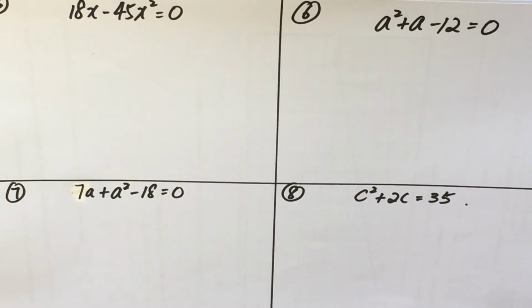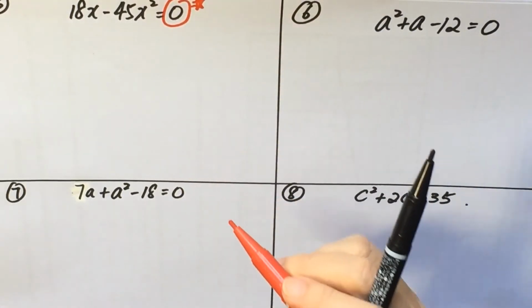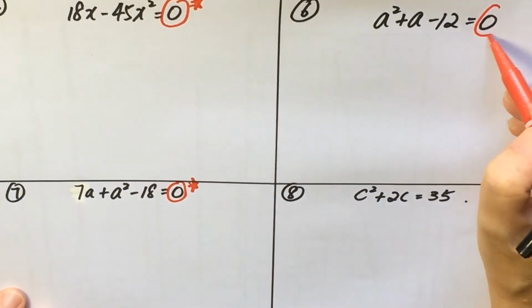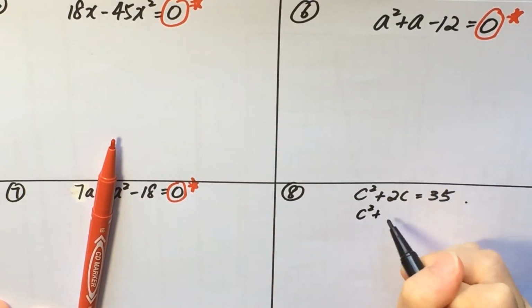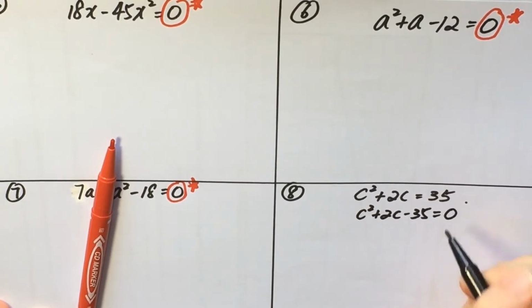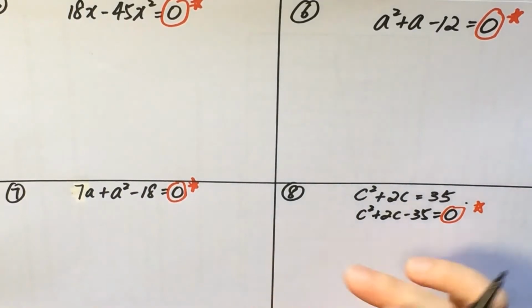The next 4 questions, we look at the questions, we see that this one is already a 0. This one is also already a 0. And this one, okay, this one is not. So we do one more step. c squared plus 2c minus 35 equals to 0. So we subtract 35 to both sides. So now everyone is 0 already. So we're going to use now factor law. We're going to factorize the left hand side, and then after that use the null factor law to get our answer.